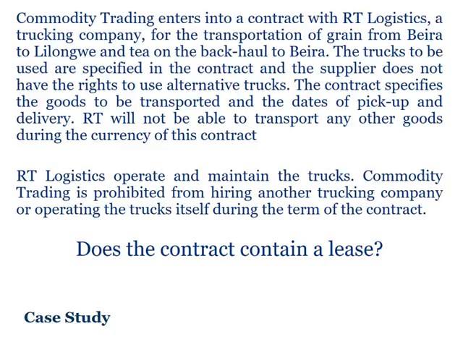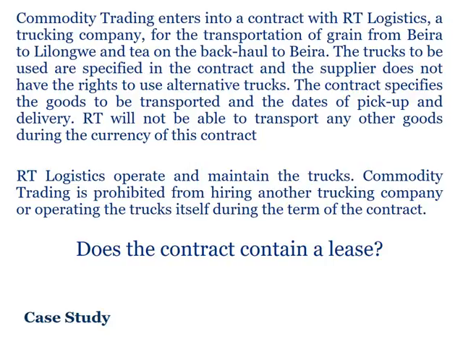Here's my first example. Commodity Trading enters into a contract with RT Logistics, a trucking company, for the transportation of grain from Beira to Lilongwe and tea on the backhaul to Beira. The trucks to be used are specified in the contract and the supplier does not have the right to use alternative trucks. The contract specifies the goods to be transported and the dates of pickup and delivery.